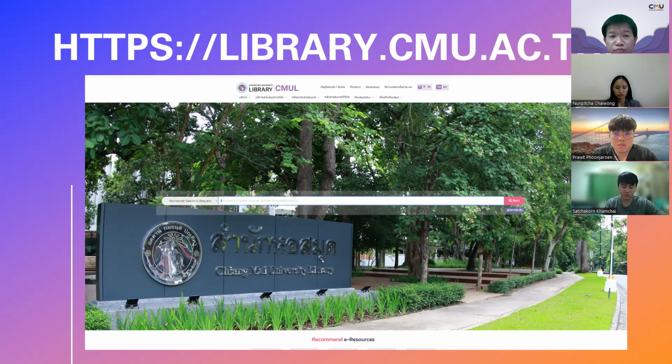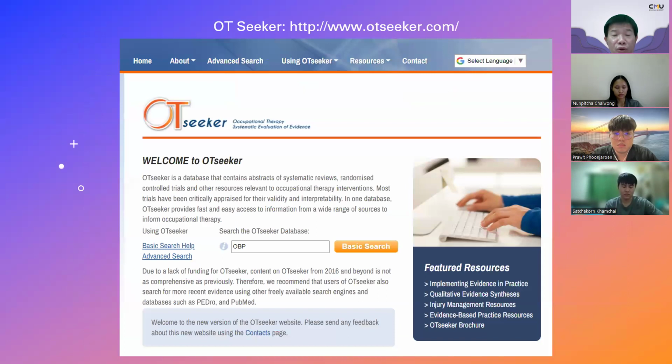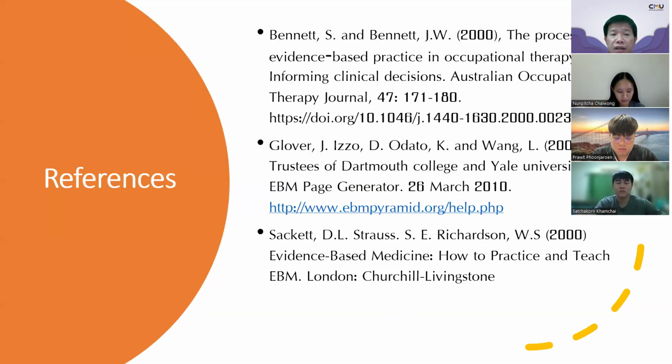Find out relevant research publications. If you cannot, ask the librarian from the CMU library, MS library, they can help you. Full text, they don't charge you, and they can find relevant papers. Okay, OTseeker can show RCTs and cross-sectional studies in detail. You type OTseeker, this is from Australia, the Australian OT Society.